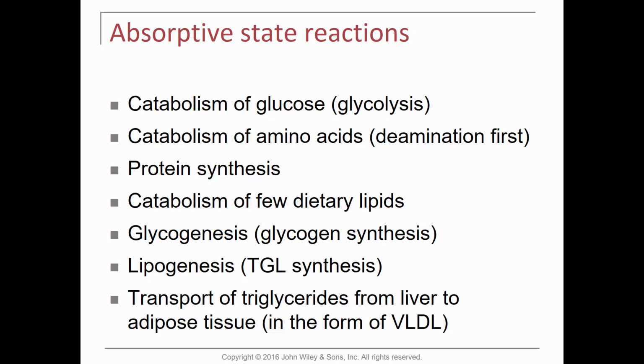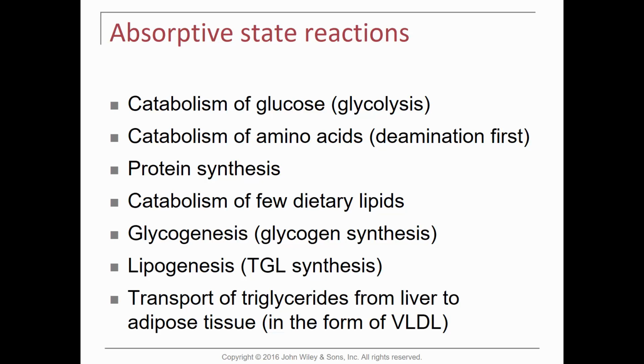However, this next reaction, glycogenesis. Glycogenesis is the process of glycogen synthesis. So the liver and skeletal muscle are the 2 places where glycogenesis is going to take place. That's basically taking glucose molecules and stringing them along into long molecules called glycogen. Then lipogenesis is a very important reaction of the absorptive state. Lipogenesis is going to occur in the liver and in adipose tissue or fat tissue.